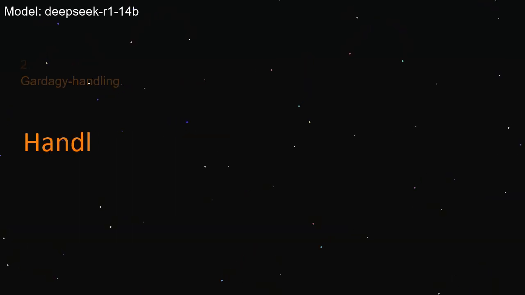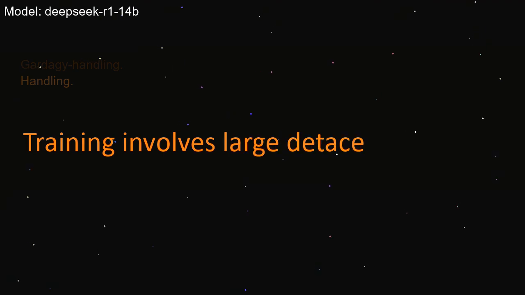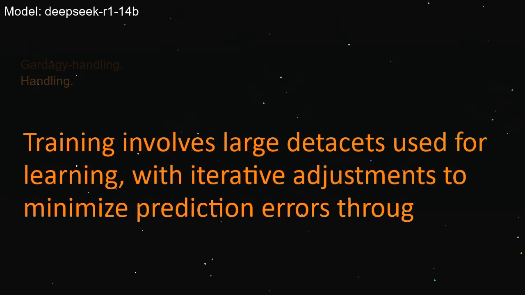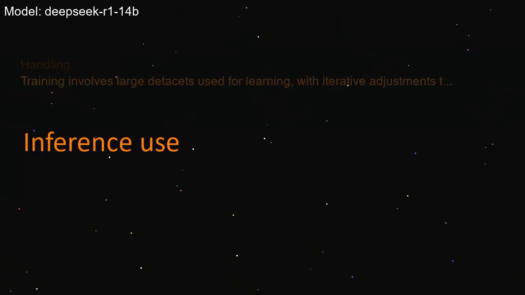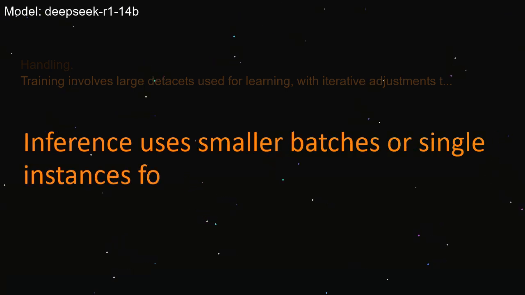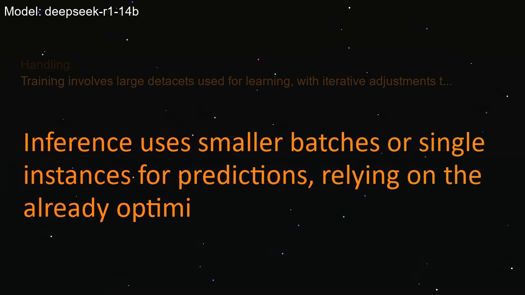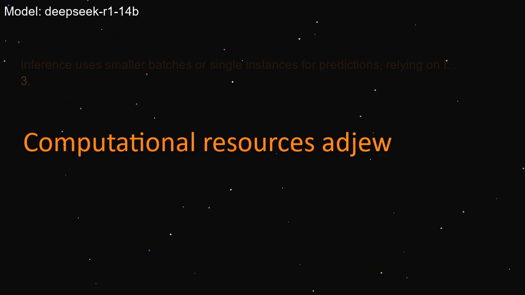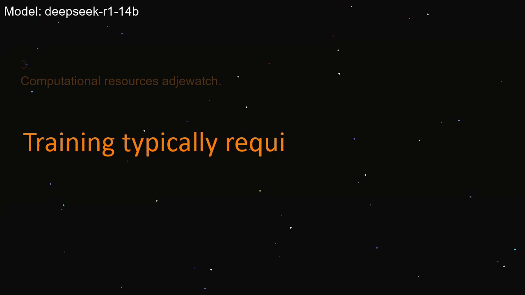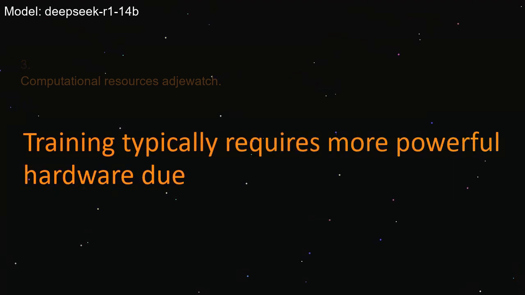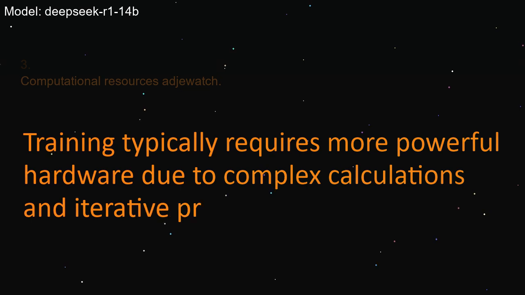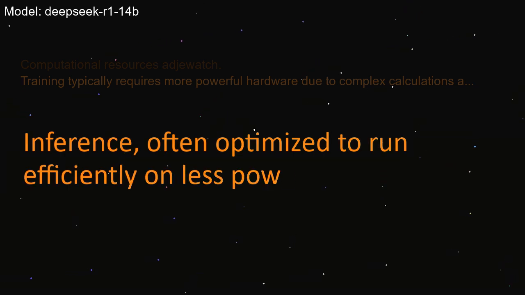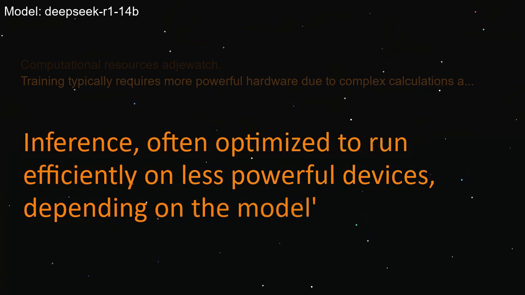2. Handling. Training involves large datasets used for learning, with iterative adjustments to minimize prediction errors through loss functions. Inference uses smaller batches or single instances for predictions, relying on the already optimized model structure. 3. Computational resources. Training typically requires more powerful hardware due to complex calculations and iterative processes. Inference is often optimized to run efficiently on less powerful devices, depending on the model's size.